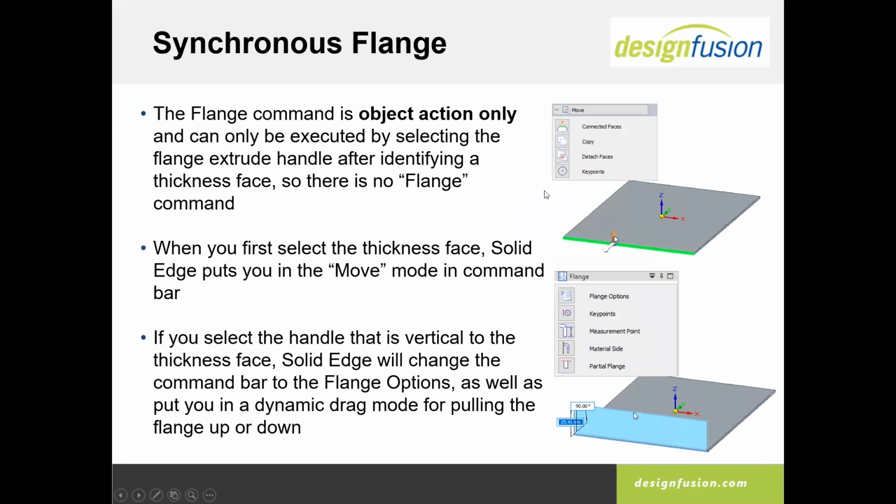Now, along with the tab, we've added an object action only flange command. And what happens is when we go in and pick the thickness edge here, we're given two options by our little handle. We can either go into the move, or we can grab the smaller arrow here and create a flange out of it.